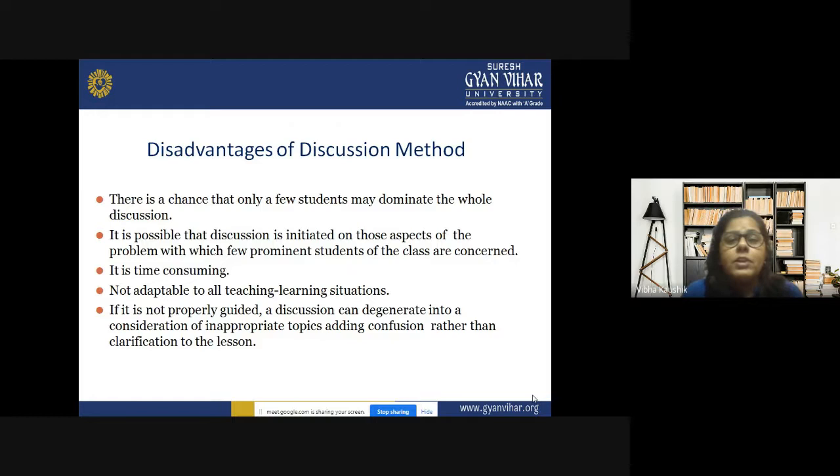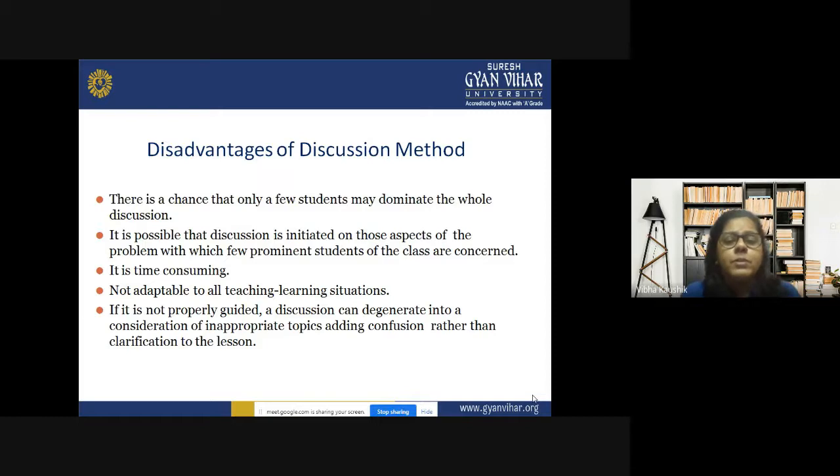Now, disadvantages of discussion method. There is a chance that only a few students may dominate the whole discussion. Means it might happen that we are saying that in the discussion every student must participate. We must give every student the opportunity to share, to express their views. But it might happen that in the discussion only a few students will dominate the whole discussion, and every student will not get the opportunity to express or give their viewpoints.